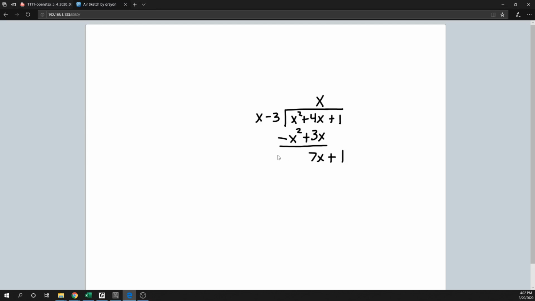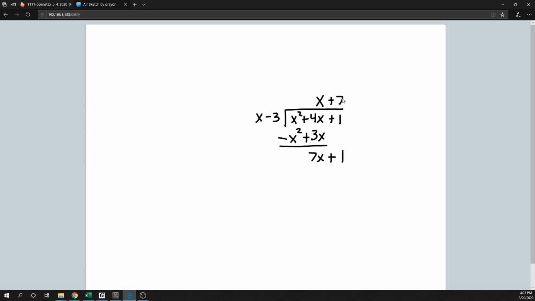All right, and now I just repeat that. I would ask myself, what would I multiply this by, x in this case, to get 7x? The answer would be a 7, and so that number goes up here. So that would be plus 7, like so. So that's the division part over again.